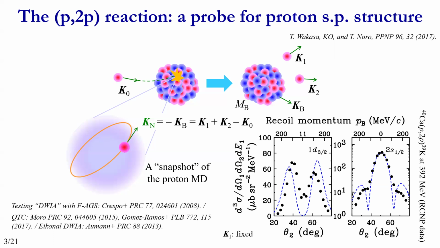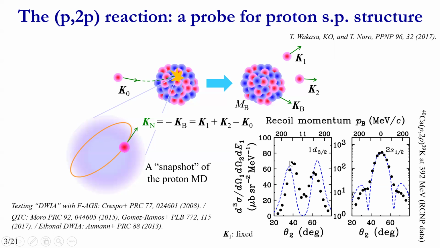On the right bottom, I show some examples of experimental data taken at RCNP, Osaka University. The observable is a triple differential cross-section. The variables are taken to be the energy of proton 1, the solid angle of proton 1, and the solid angle of proton 2. And in this measurement, K1 was fixed.